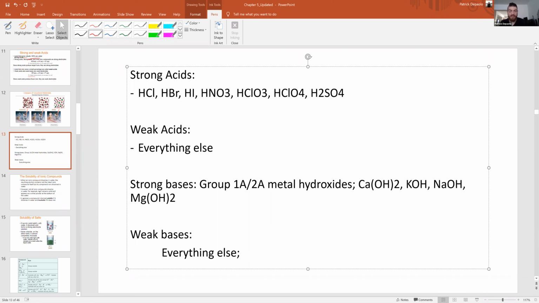Also, for weak bases, there's something that we should know. Ammonia is the main weak base. So on any exam, if they want to give you an example of a question with a weak base, guarantee you they're going to use ammonia, because that is the most common weak base there is. Other ones are, like I said, everything else. So group 3A, aluminum hydroxide, transition metal hydroxides, other things like that. There are other ones, technically calcium carbonate is a weak base, but not important.